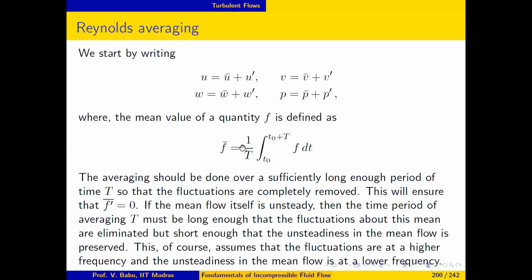So when we do this kind of averaging, what we actually mean is that any fluctuating component, when averaged over a time period capital T, gives the mean, which means all the fluctuations are erased and we get only the mean. The important point is the averaging should be done over a sufficiently long period of time, T, so that the fluctuations are completely erased and we are left only with the mean. Of course, this also ensures that the mean of the fluctuations is zero, because the fluctuations are completely removed.